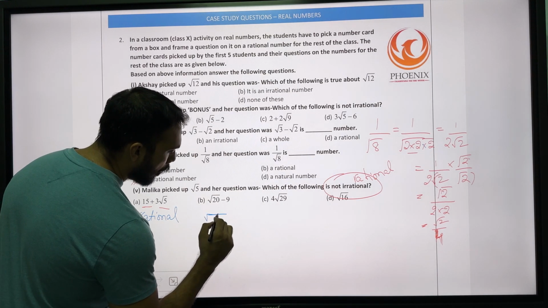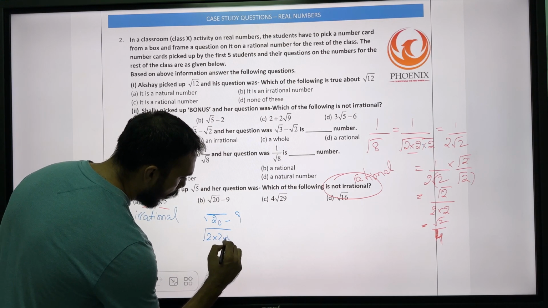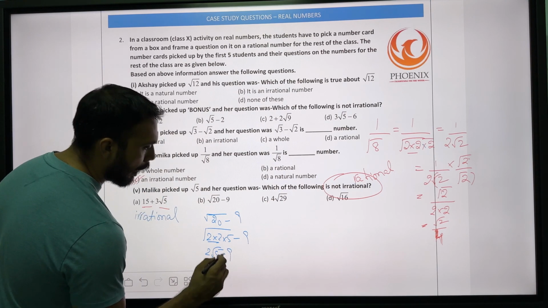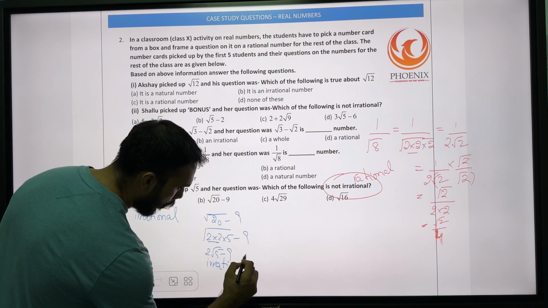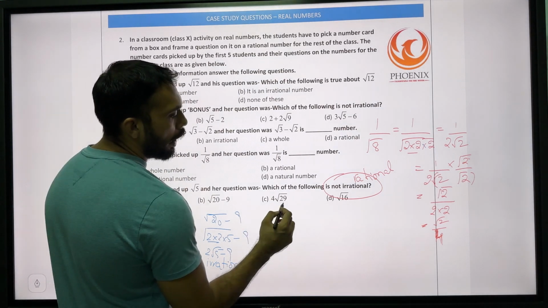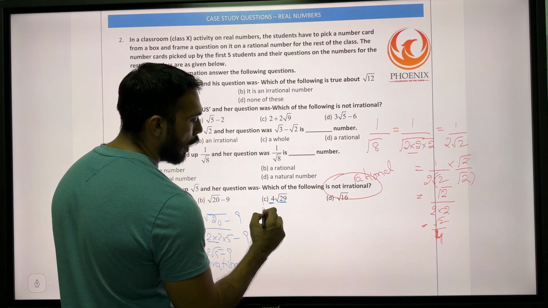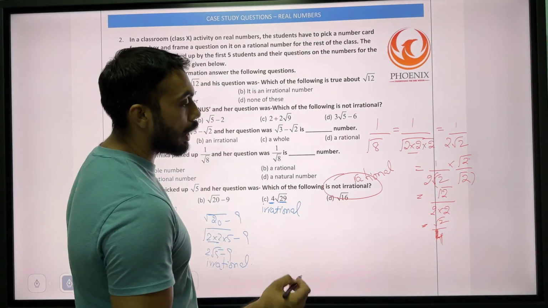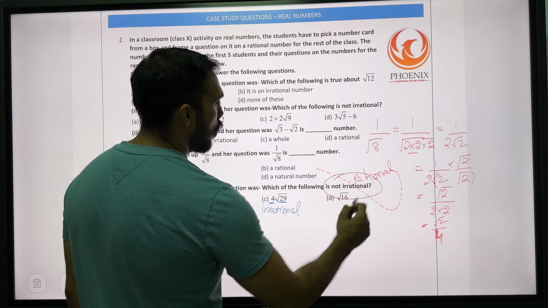Root 20 can be simplified as the root of 2 times 2 times 5 minus 9. Pick out the pair. So this is 2 root 5 minus 9. So again, this is an irrational quantity. 4 root 29. Root 29 itself is a prime number, so this is rational times irrational. Again, it's an irrational number. So 3 of the options आपने पहले reject कर दिए हैं. So last option will be the correct one if we try to observe this.